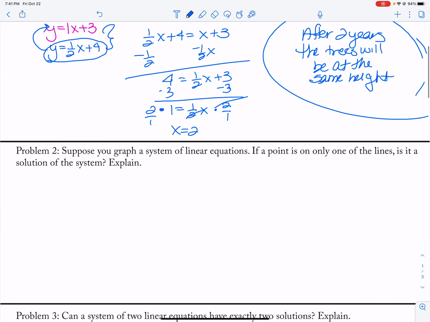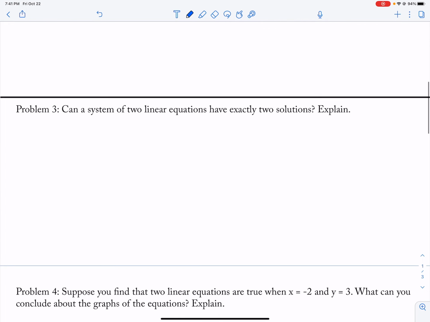Okay. Now, I know some of you guys had questions about 2. If you graph a system of equations, if a point is a solution on one of the lines, is it a solution to the system? Remember what I told you when you go back and check your answers. A system of equations, the solution to the system has to work in both equations, not just in one. Okay. So that's your answer to 2.